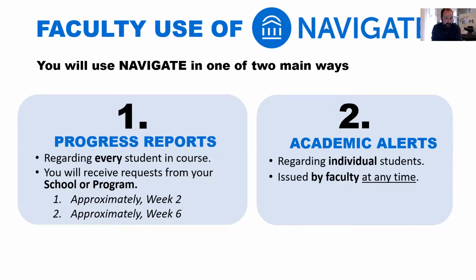So this is kind of a bonus to the main video lecture. But in the lecture, I talked about how there were two main ways that faculty can issue alerts. And one is progress reports, and the other is academic alerts. Well, I kind of lied, just to make it more simple for everyone. There actually are kind of three main ways.